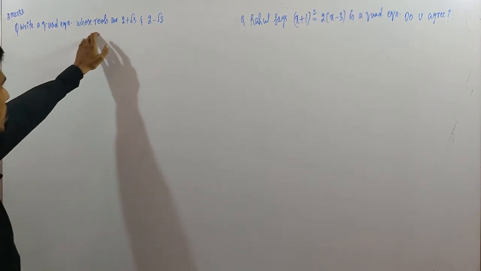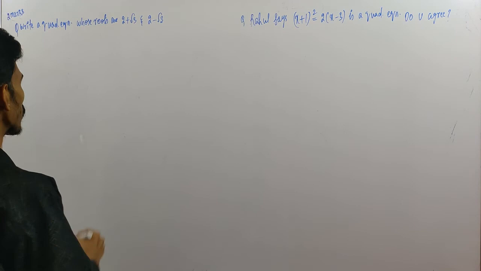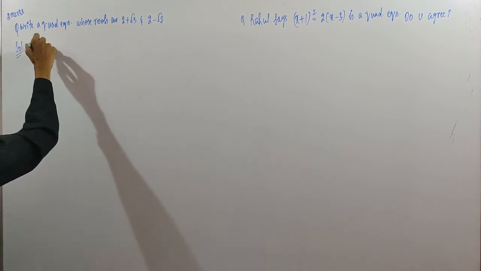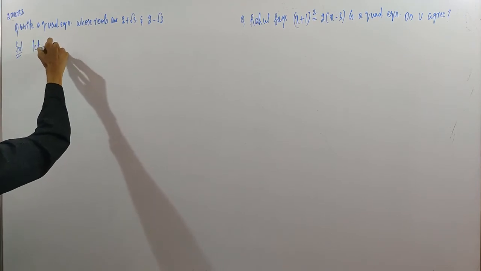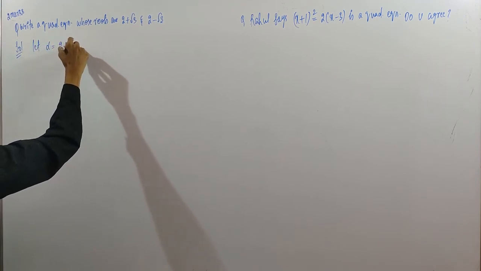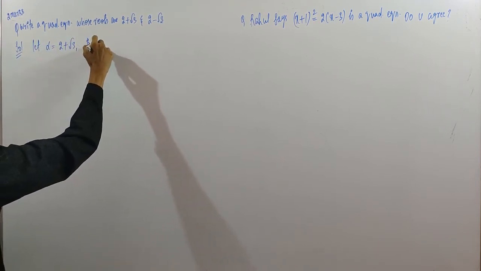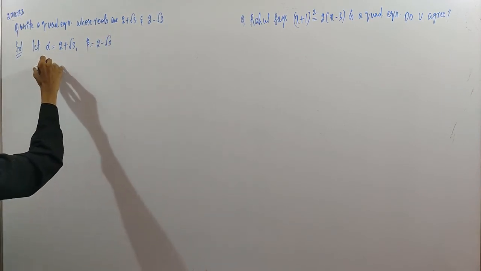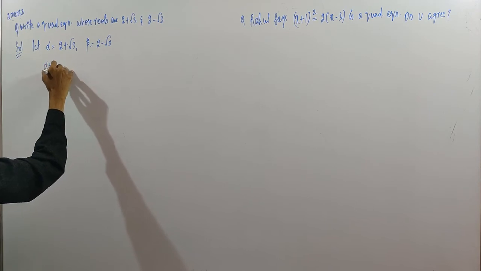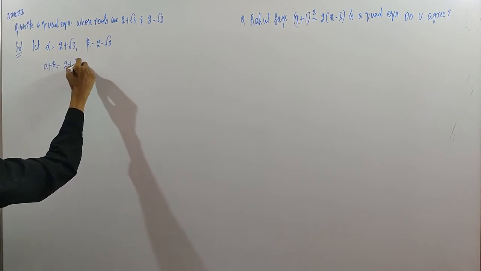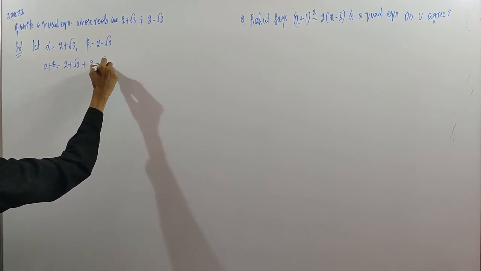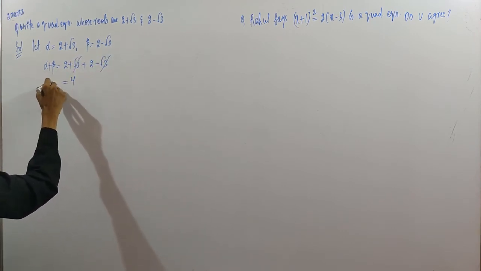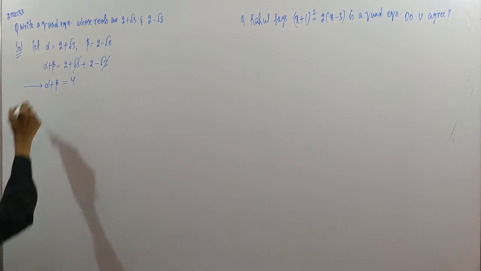Write a quadratic equation whose roots are 2 plus root 3 and 2 minus root 3. Let the first root be alpha. Alpha is equal to 2 plus root 3 and the second root be beta, 2 minus root 3. Now add these two, alpha plus beta. We have 2 plus root 3 plus 2 minus root 3. Root 3 and root 3 cancel, 2 plus 2 we have 4. Alpha plus beta value is 4.